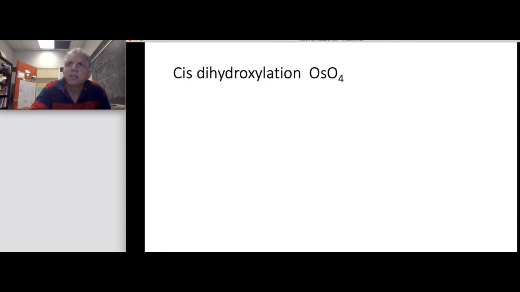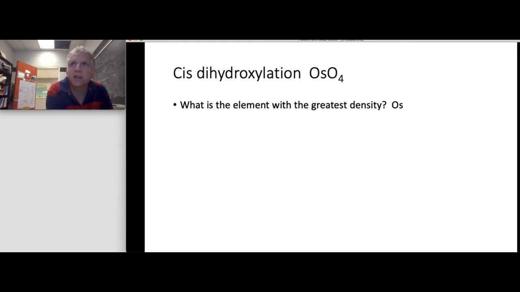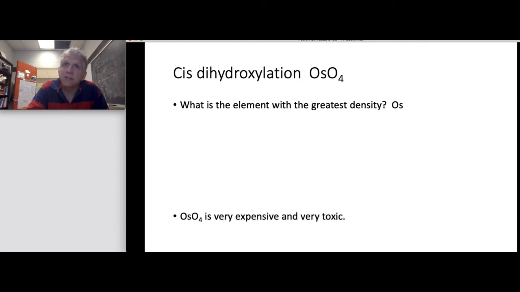So that's what we're going to do. Okay, cis hydroxylation uses this very strange reagent, osmium tetroxide. Osmium is not that easy to find on the periodic table. I think it's 76. I'm not sure. But it is the answer to the trivia question, what is the element with the greatest density? It is osmium, which I believe is 22 grams per cubic centimeter, which is pretty dense. So it's about twice as dense as lead, which is pretty dense indeed.